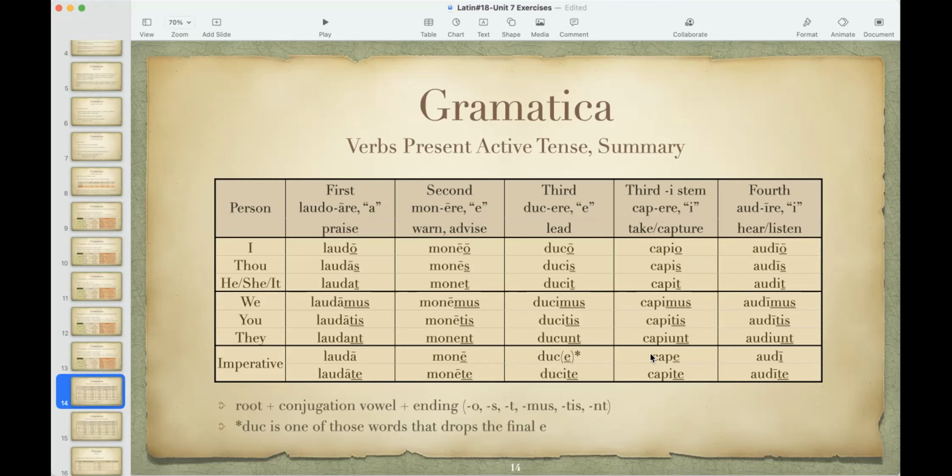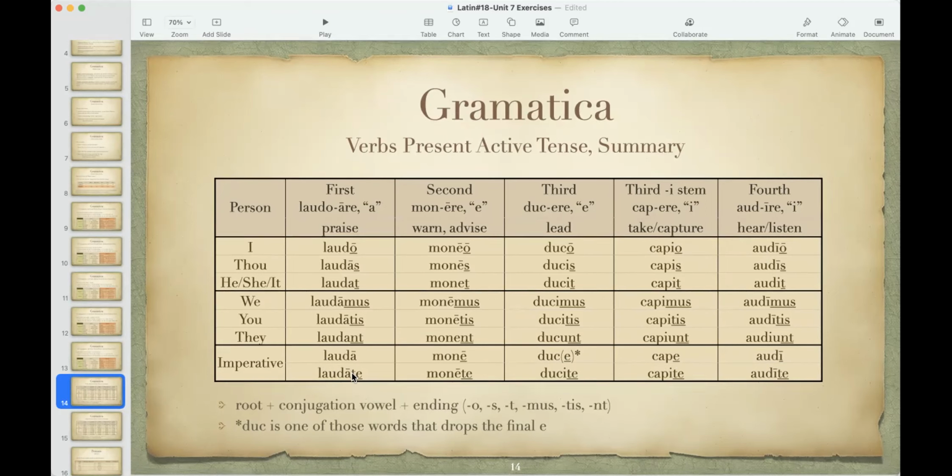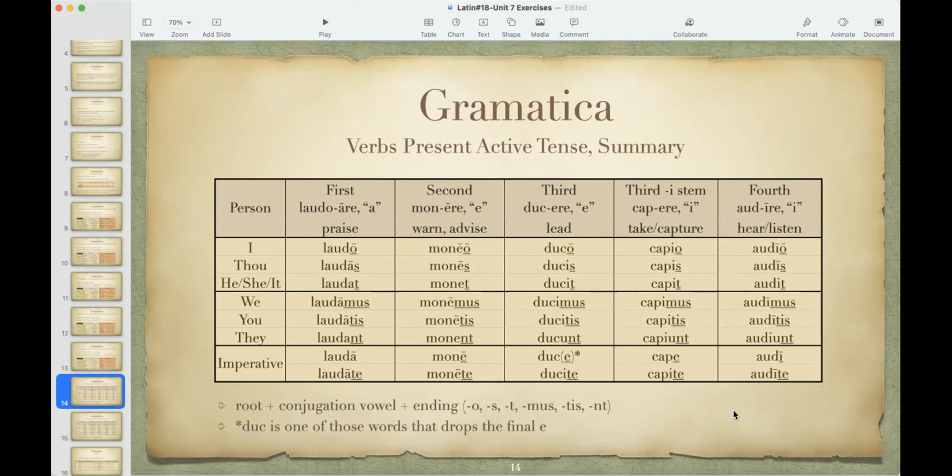But anyway, capio, cape. And again, these are ERE verbs, so this is where the E appears. Audio, audi. And then for the plural form, lauda is thou shalt praise, and laudate would be, pray, y'all praise. There we go. Mone, but mone would be, no, it wouldn't be Monet. It would be Monete, right? No, long E, monete. No, M-O-N-E-T.